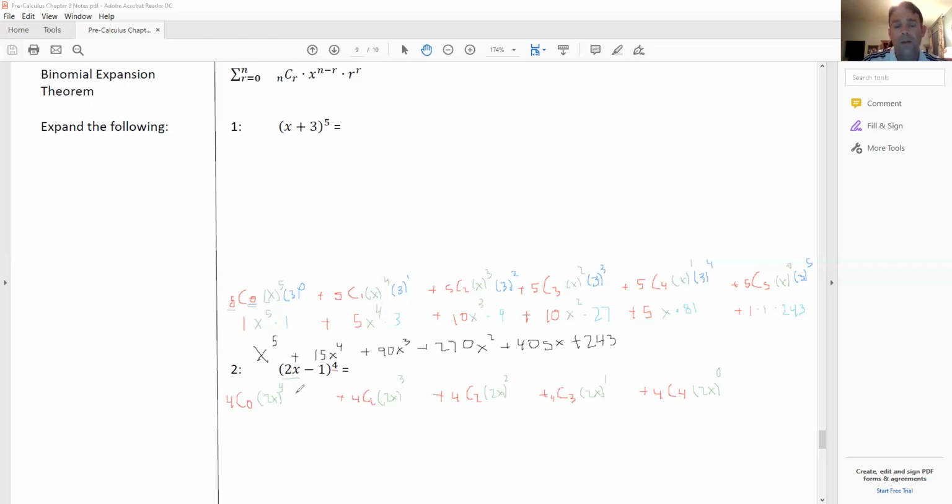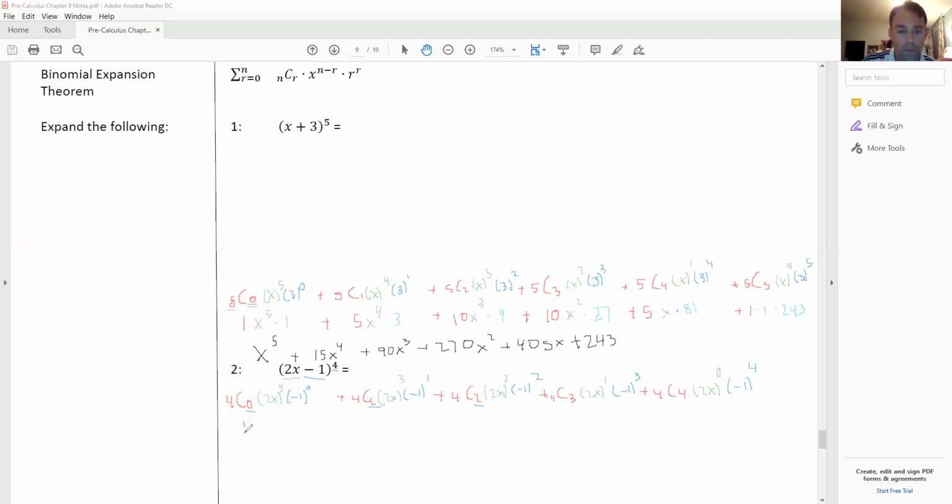And then our last term, which is negative 1, will always have the r as the exponent. So negative 1. The r value is 0, so this is 0. Negative 1. The r value is 1, so this is 1. Negative 1. The r value is 2, so it is 2. 3. 4. So now we go ahead and multiply it all the way out.